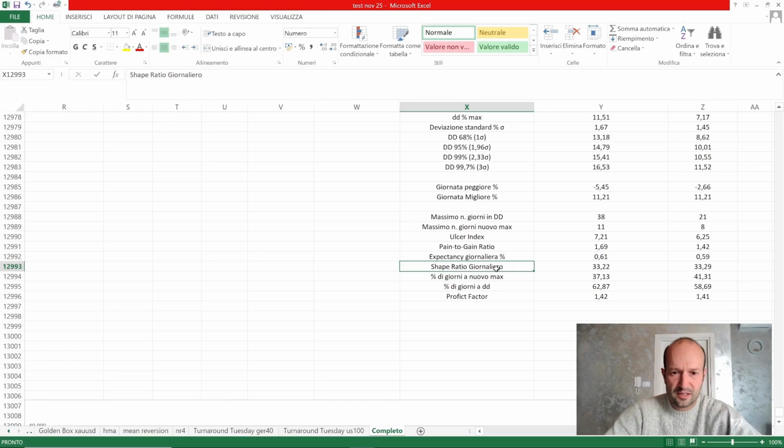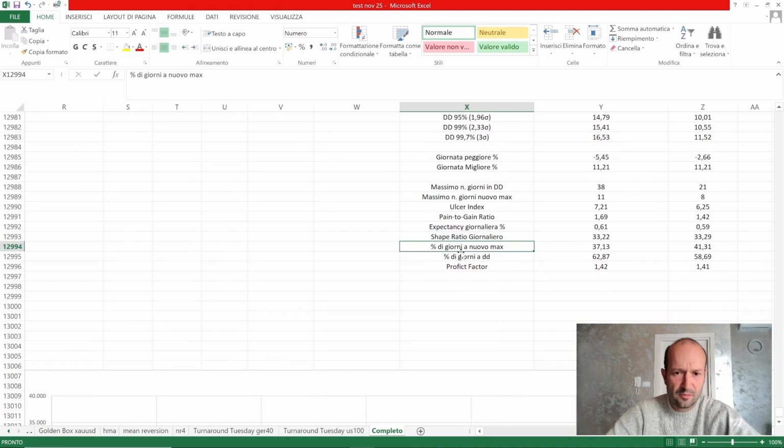The daily Sharpe ratio is about 33. Then we have a percentage of days in which we reach new highs, which is about 37%, while of course there are many more days when we are in drawdown, because this isn't a system that increases capital systematically every day, perhaps often having a negative floating. This is a system that works with stops and targets. So in most cases, it doesn't create new highs every day. It makes a high, then goes through a period where it drops slightly, then makes a new high, and so on. The last thing is the overall profit factor, and we have a value of 1.42, 1.41, so similar in these periods, which is still an interesting profit factor value.